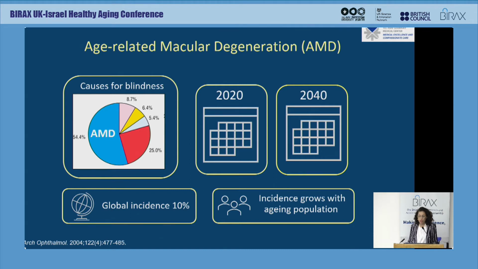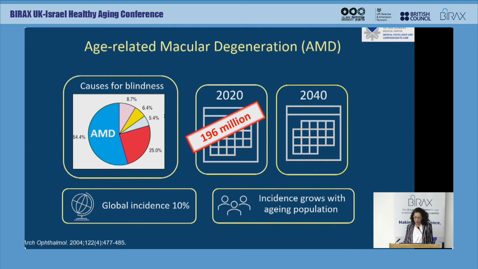Age-related macular degeneration is the major cause for blindness in the Western world for patients above 55 age and older. It has a global incidence of 10%. Today, we talk about 196 million people who have the disease, and with an aging population, we expect the number to grow up to 288 million people in 2040.